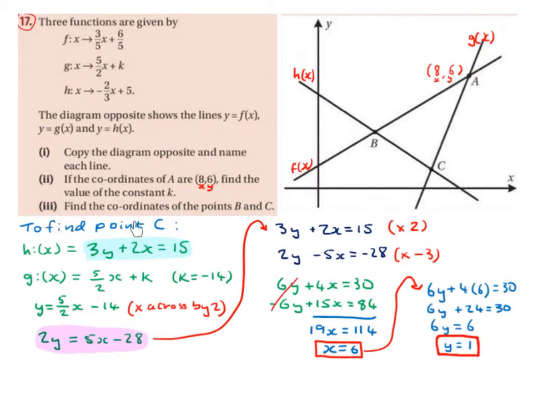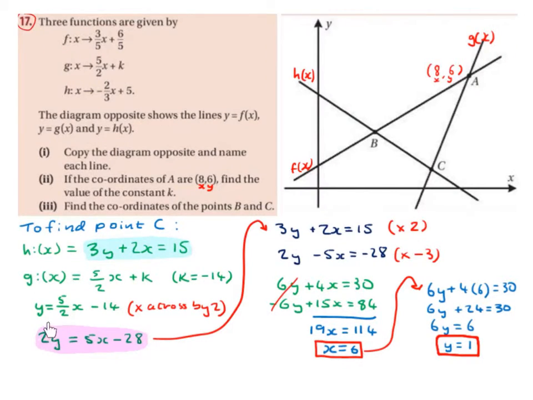So now we need to find point C. So this is point C. So we're going to do the same as we did to find point B. We're going to take g of x and h of x and solve them simultaneously. So h of x is 3y plus 2x equal to 15. It had originally been h of x equals minus 2 over 3x plus 5, but we rearranged it in the last question. Then g of x is 5 over 2x plus k, and we know k is equal to minus 14. So the g of x we swap for y, and the k we swap for minus 14. And then we multiply across by 2 to get rid of the fraction.